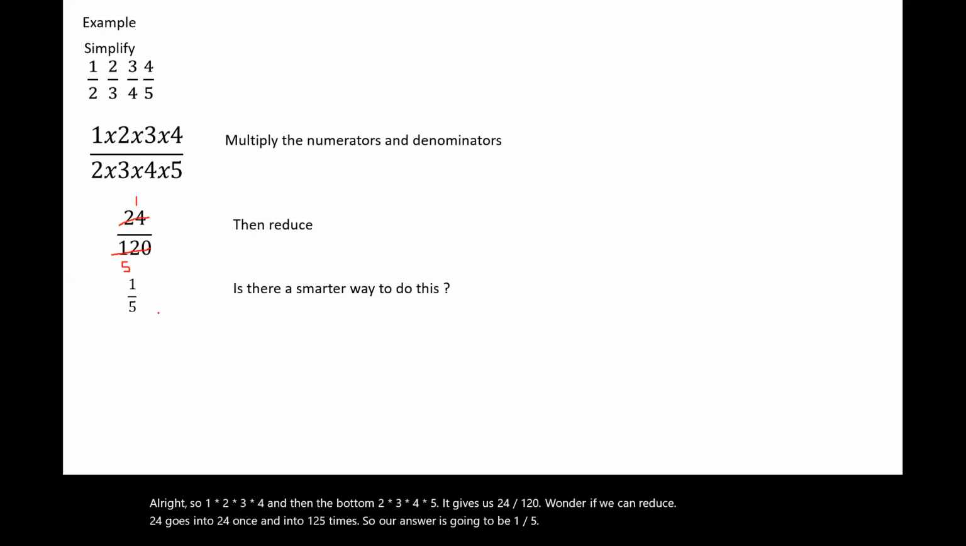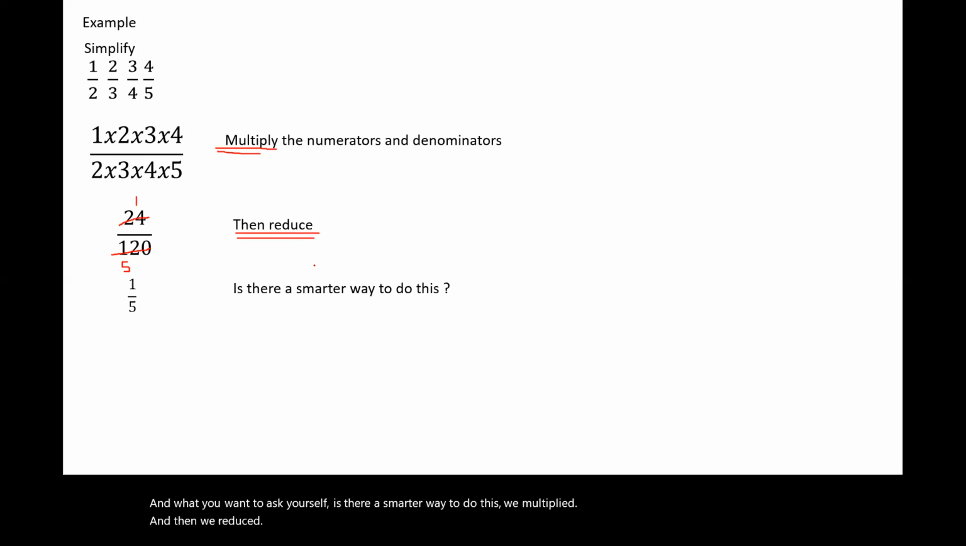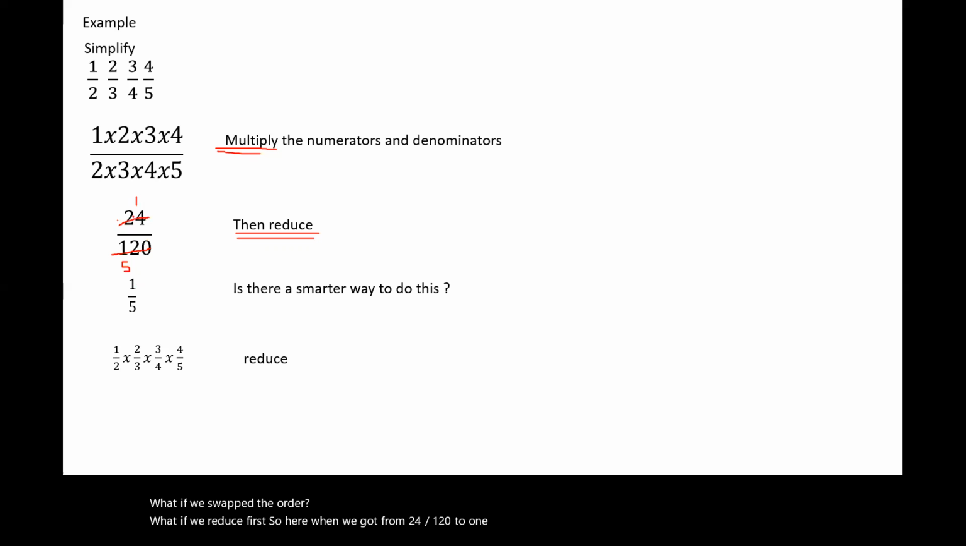And what you want to ask yourself, is there a smarter way to do this? We multiplied and then we reduced. What if we swap the order? What if we reduce first? So here when we got from 24 over 120 to 1 over 5, we said, was there anything in the top and anything in the bottom that we can divide?